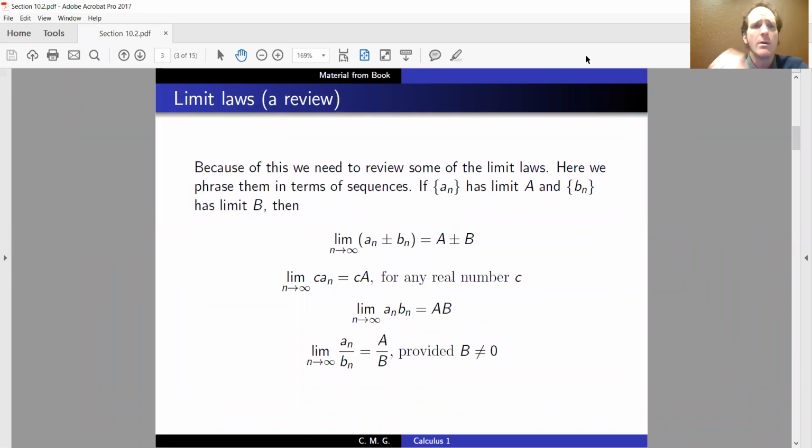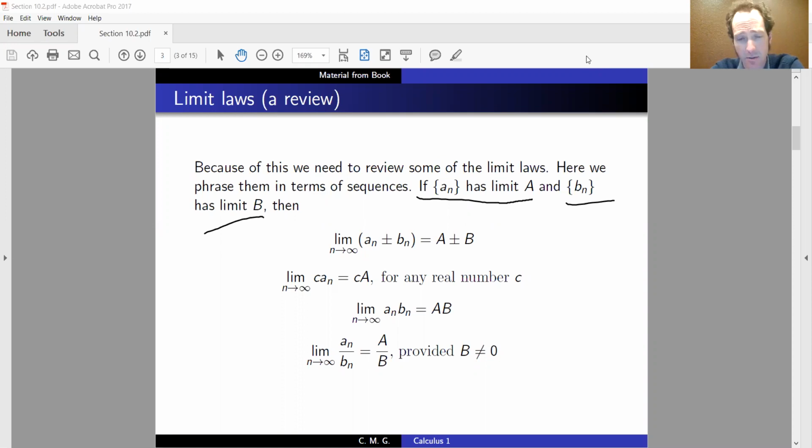It's really nice. All right, so we have some limit laws. For the limit laws, we're just going to apply the same limit laws that we had for functions. This time we're just going to phrase things in terms of sequences. So the limit of the sum or difference of two sequences is the sum or difference of their limits. So in other words, sequence a_n has limit a, sequence b_n has limit b. The limit of the sum of those two sequences is the sum of their two limits, or the difference of two limits. And then the limit of a multiple of a sequence is the multiple of that limit, and that works for any real number c. The limit of the product of the two sequences is the product of their limits.